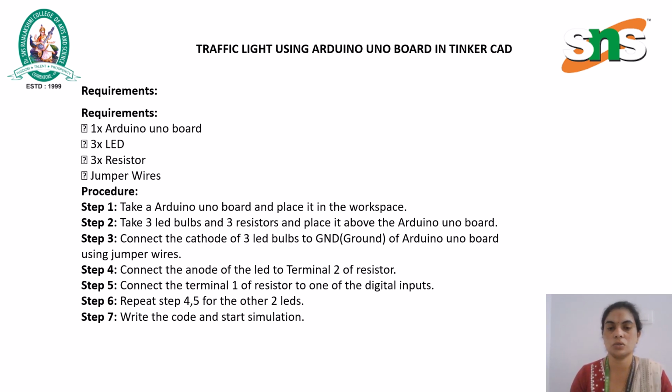Then the next step is we connect the anode of the LED to terminal 2 of the resistors. All the anodes of the LEDs have to be connected to the resistors, and then we connect terminal 1 of the resistors to one of the digital inputs on the Arduino. Next we repeat these steps for the other 2 LEDs. The same steps have to be done for all 3 LED bulbs. Once this setup has been done, integrating the Arduino with the LEDs, resistors and jumping wires, we switch over to the coding part.